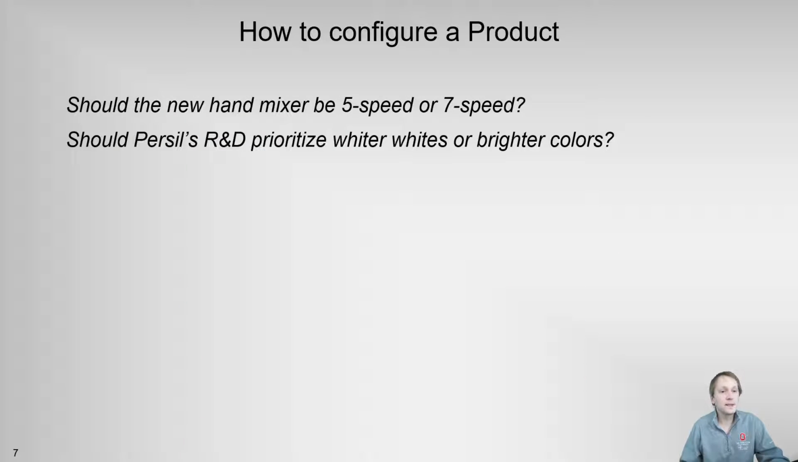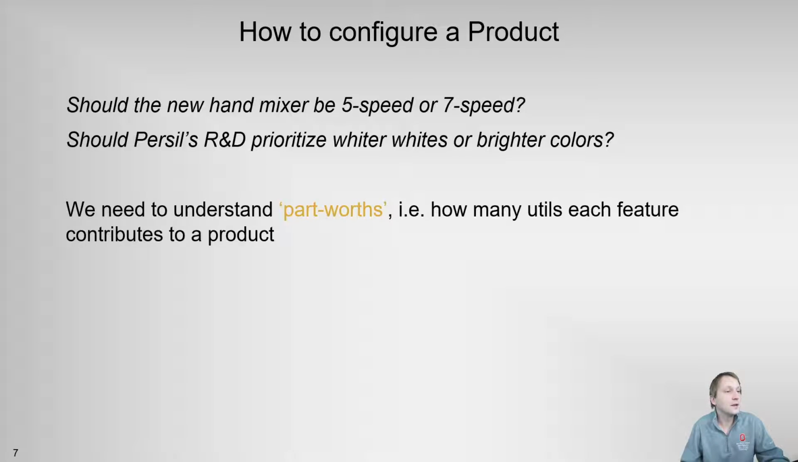Right, so what are some product related questions? Well, if you're producing a hand mixer, should it be 5-speed or 7-speed? How much additional value do you get out of a 7-speed? If you bear that extra cost to make it 7-speed, how many more people are going to buy it, or how much more are they going to spend on it? Or for a detergent brand, should they prioritize whiter whites or brighter colors? Those could be relevant questions that you have in R&D as well.